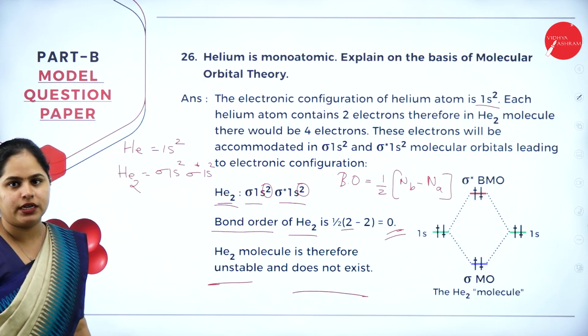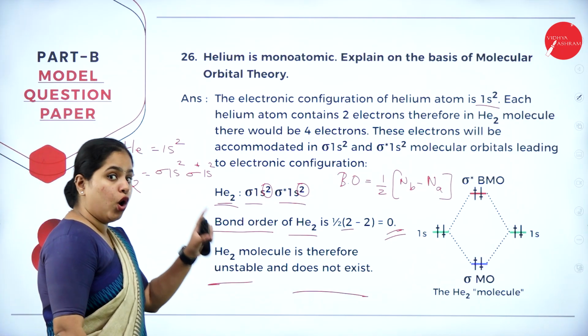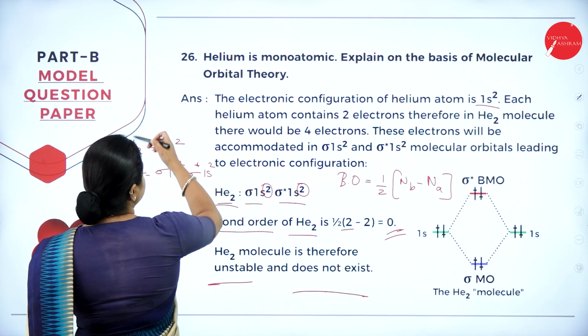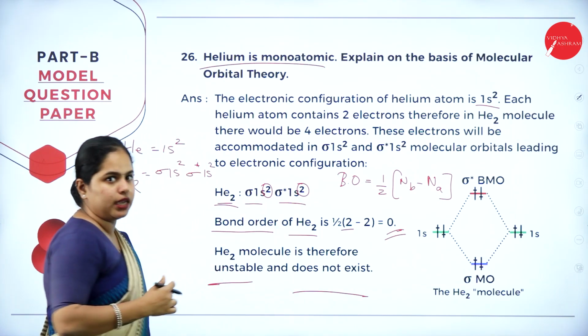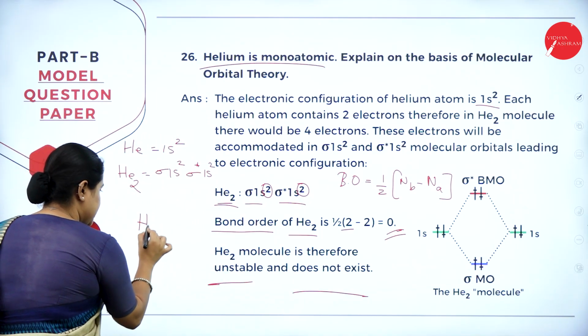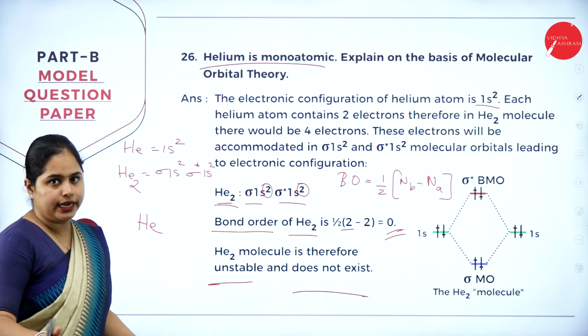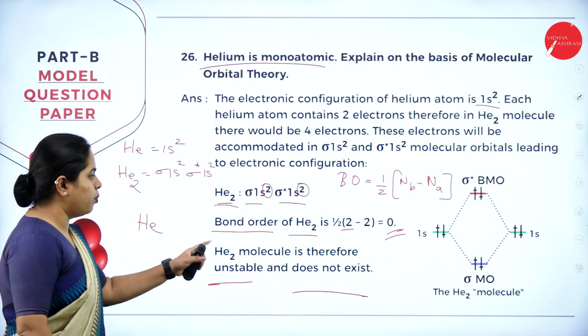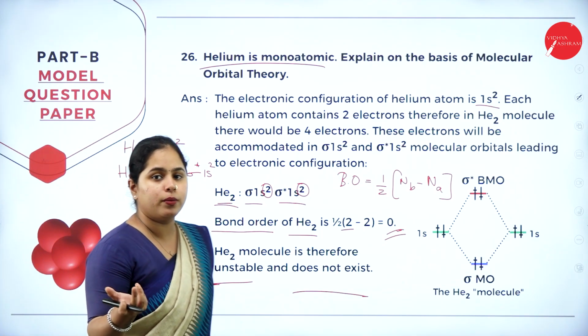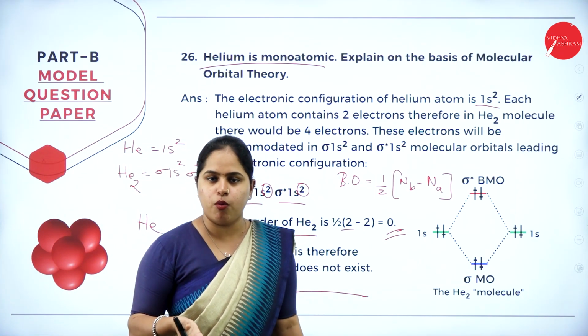I hope it is clear for you. So the helium molecule does not exist. So it explains that helium is monoatomic. That means helium will exist as He only, monoatomic only. It can't exist as a helium molecule. Clear? Because the bond order is 0. Bond order is 0 means, what is bond order? It is the number of bonds which is present.